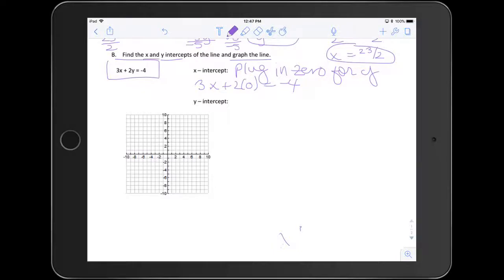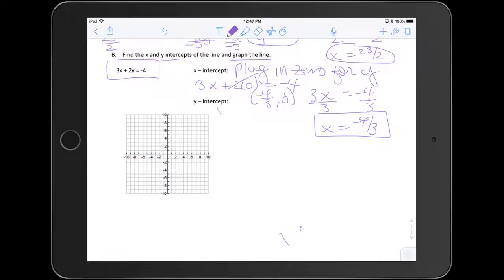So 0 times 2 is 0. So I'm left with 3x equals -4. Divide by 3, and x equals -4 thirds. Again, it's fine that it is a fraction. So my x-intercept as a point is -4 thirds, comma 0.